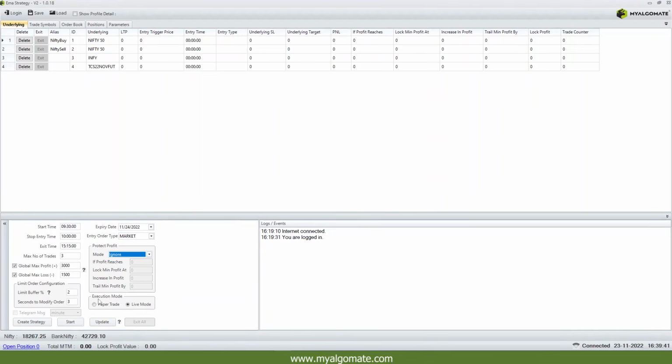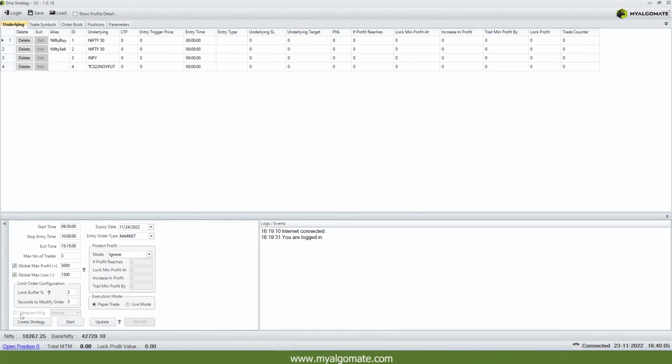There are two execution modes given, whether you want paper trade or live trade. So you can do the testing on paper trade, and once you are comfortable with that, you can take it live as well. In case of paper trade, it will still show you the live P&L, order book and everything, but it will not place the orders in the broker. And in case of live, it will be placing the orders in the broker.